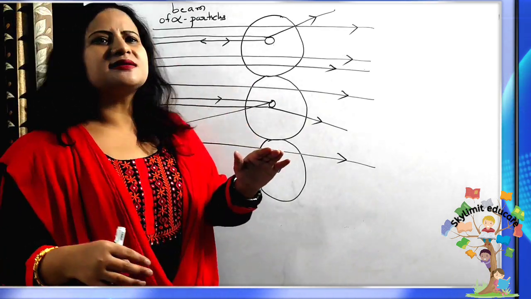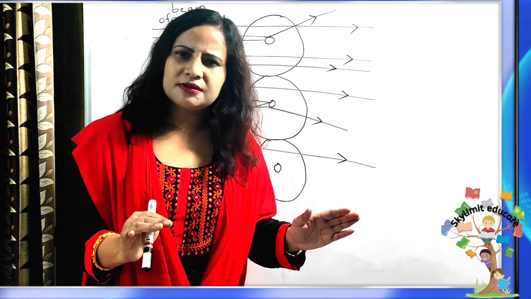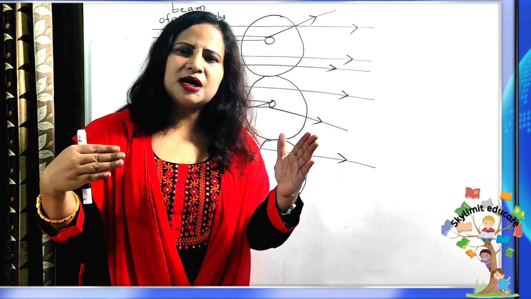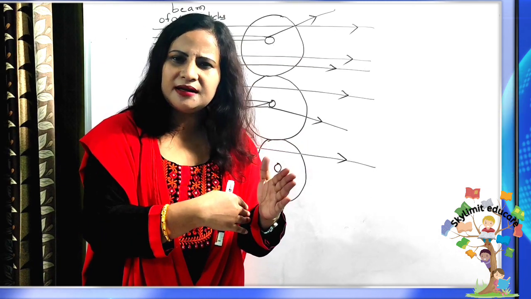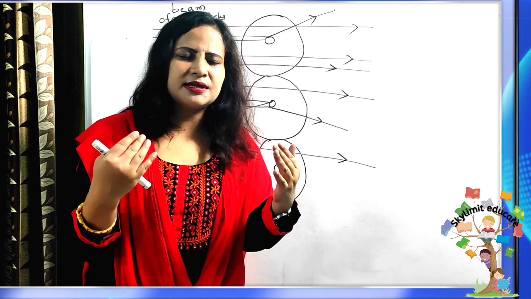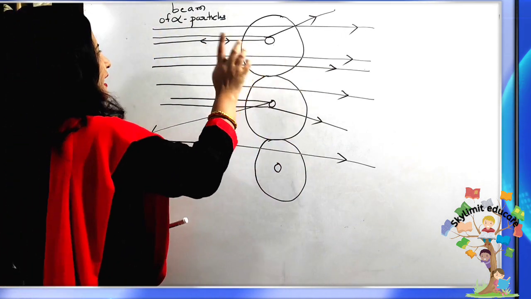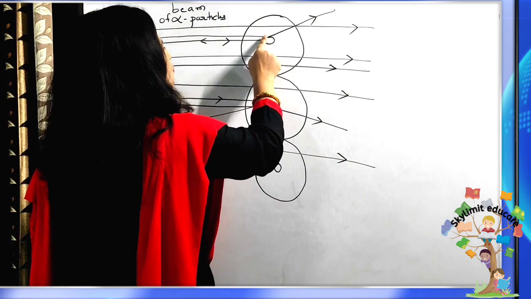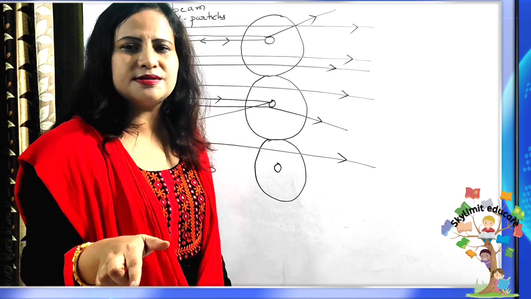Then some alpha particles deflected by small angles. What does it mean? The alpha particle has a positive charge, and when a positive charge comes in contact with a positive charge, it will be repelled. It will definitely be deflected, because like charges repel each other. You know that. So when any alpha particle came a little closer to the nucleus, now we know that it is the nucleus.